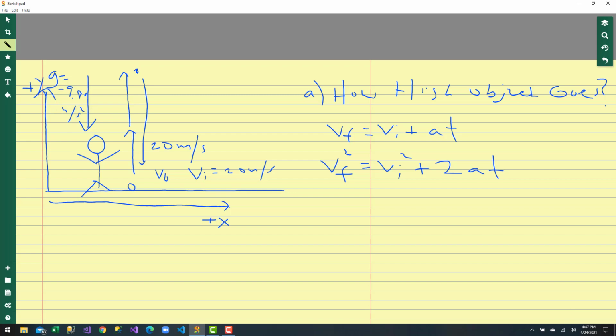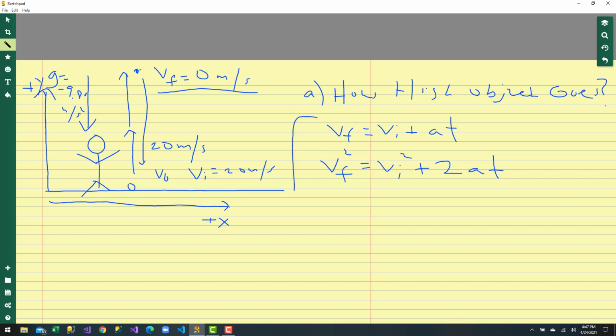When we throw an object up, it comes to a stop. So that means at this point, the final velocity is equal to 0 meters per second, meaning it comes to a stop and then falls back down. So what are all the pieces of information given in this problem? We know V initial is 20 meters per second. When it reaches the top, V final is 0 meters per second. And we know gravity is negative 9.8 meters per second squared, the acceleration due to gravity.